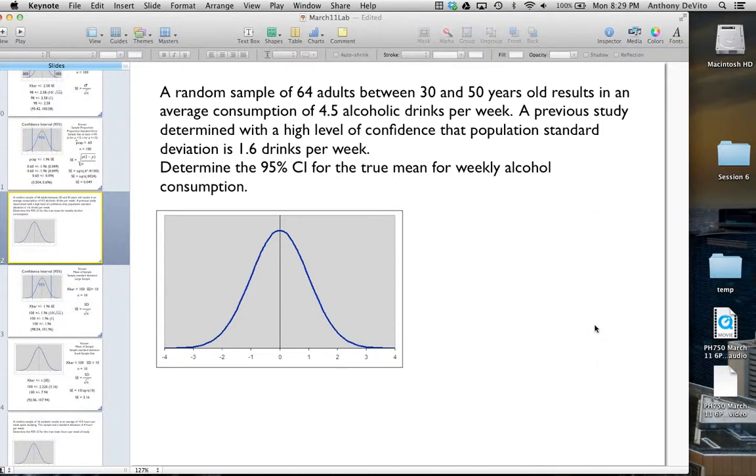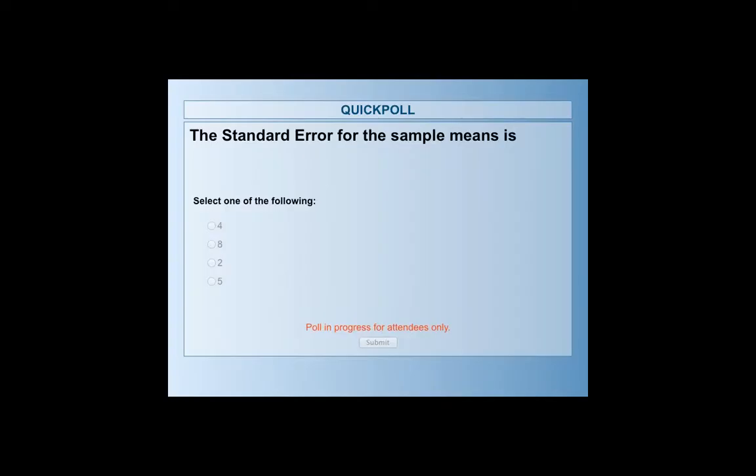And the first step we're going to take is, let's see here. Okay, first thing we're going to do is ask: what do you think the standard error for this sample is going to be? Okay, and I gave you a few choices there.